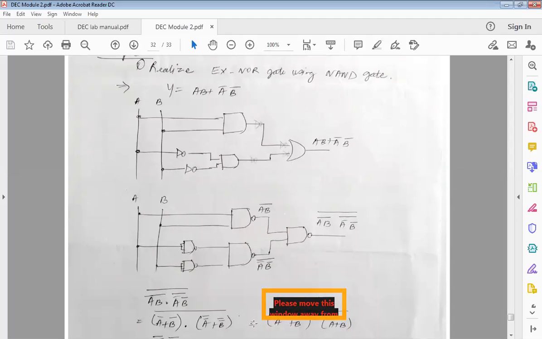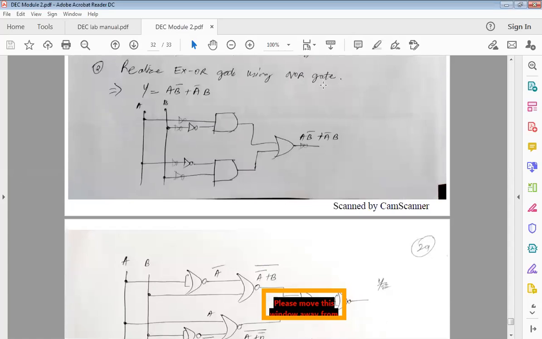Have you understood how to implement these NAND gates? Students, I'm waiting for your response. Is it clear whatever I have explained so far? Yes, sir. Okay, fine. Thank you.